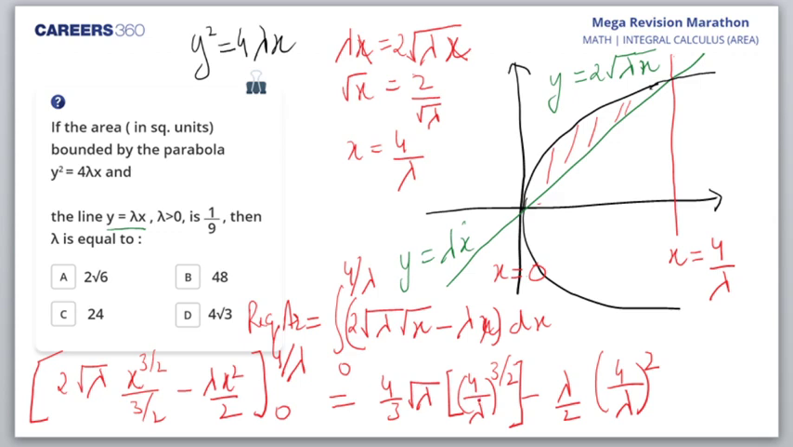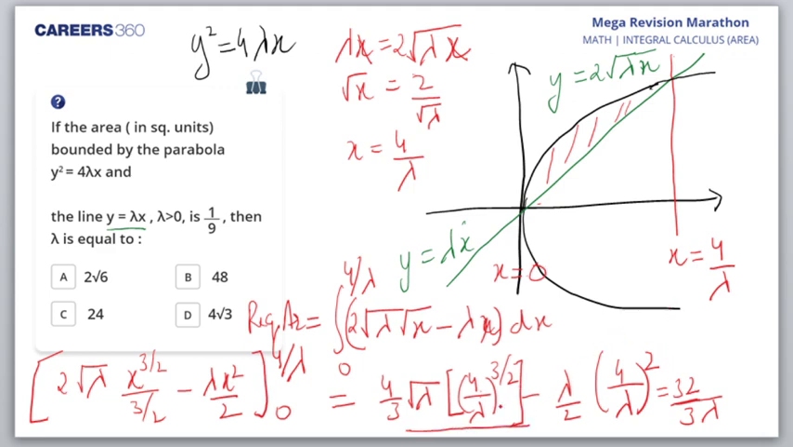4 raised to power 3 by 2. First of all, I'll do under root. So that would be 2. 2 cube would be 8. So this is 8 into 4, which would give me 32. So it is 32 by 3. That would be the constant term. And lambda raised to power 3 by 2 is lambda root lambda. So root lambda will cancel. Only lambda would be left. I hope everybody understands this calculation.